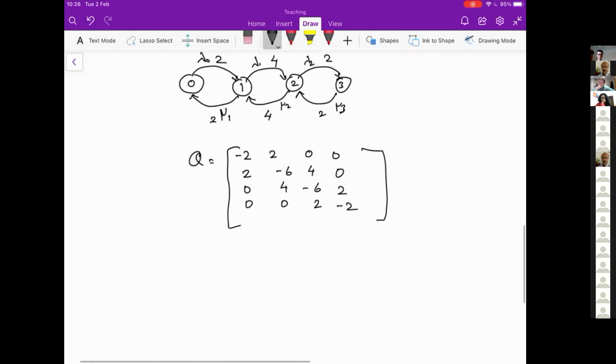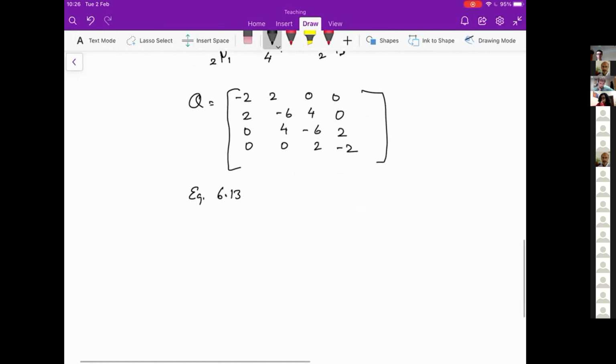Okay, so now what we want to do is to compute the steady state probabilities for this chain. The way I was hoping we would do it was to use equation 6.13 on page 254. That tells us that for a continuous time Markov chain, the equations are q_jj pi_j star plus the sum over k not equal to j of q_kj pi_k star equals 0, and then the sum over j of pi_j star equals 1.